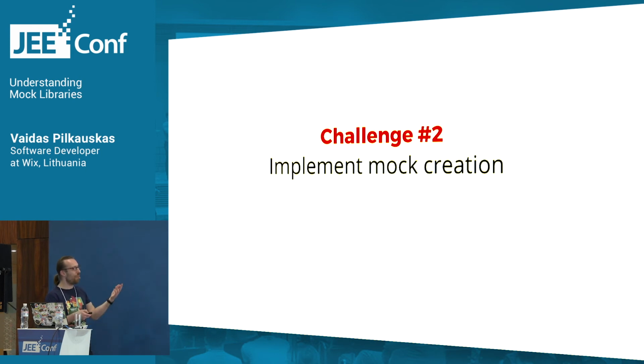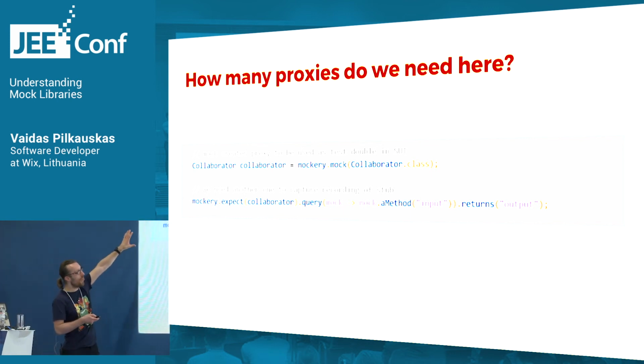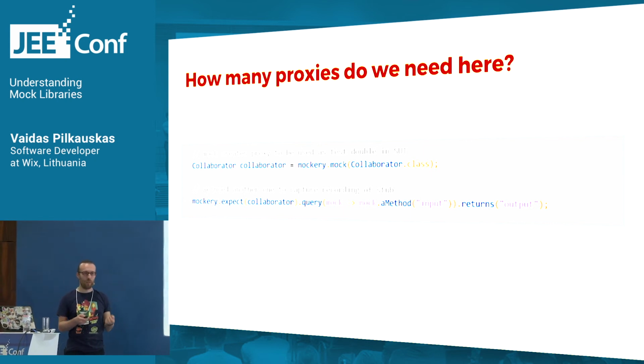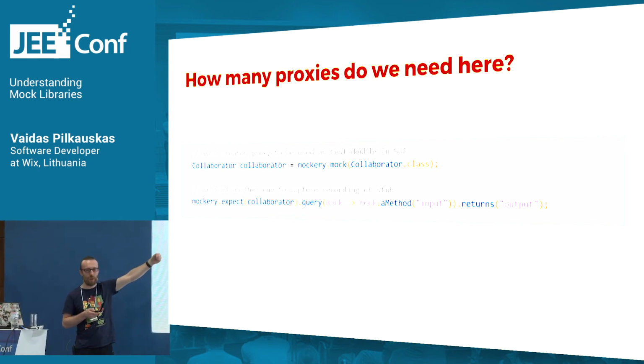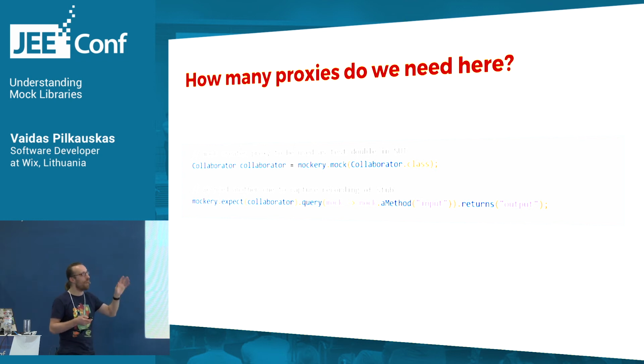Another challenge, implementing mock creation. Here I'm using ByteBuddy, and this is my API still. You cannot see ByteBuddy. My question is, how many proxies do I need to set up and then use a mock? For a mock, first of all, I create a mock, and it creates a proxy. A proxy is like a fake implementation of my class, which delegates execution to some internal thing that doesn't matter what it is.